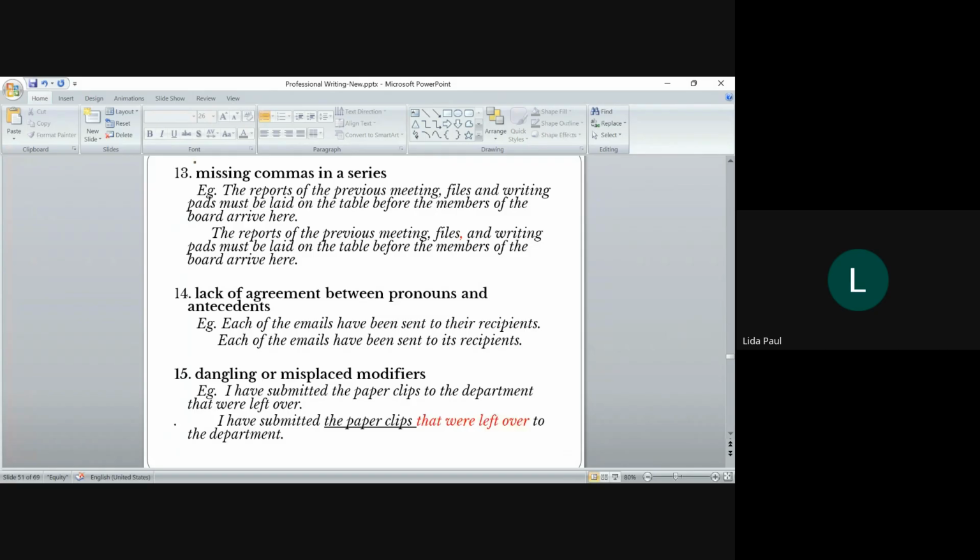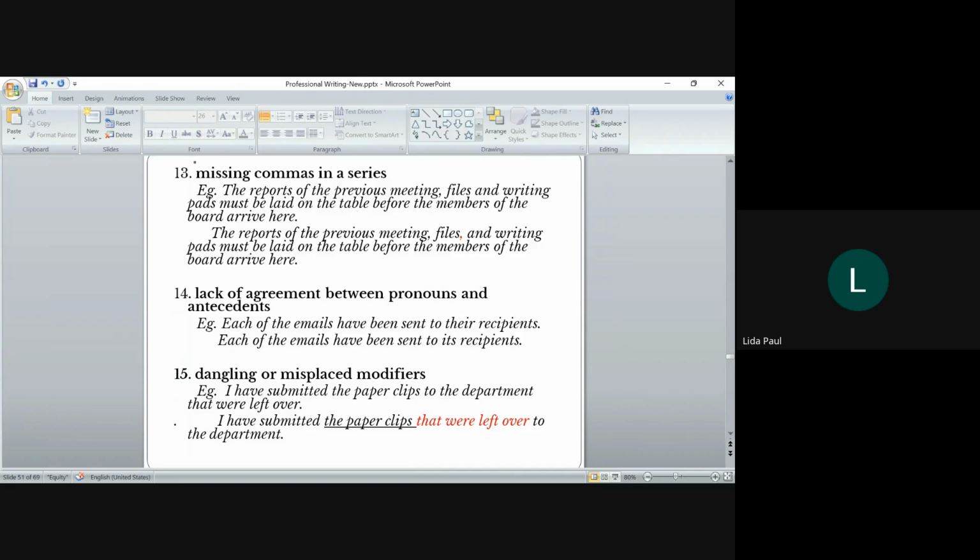Okay. Then the 14th one, lack of agreement between pronouns and antecedents. So it's not just the subject and the verb that need agreement. We also need agreement between the pronoun and its antecedent, right? What is an antecedent? The part which the pronoun refers to, right? So if you don't have a noun, and instead you have only a pronoun in the sentence, then even that pronoun and what it refers to also have to agree, right?